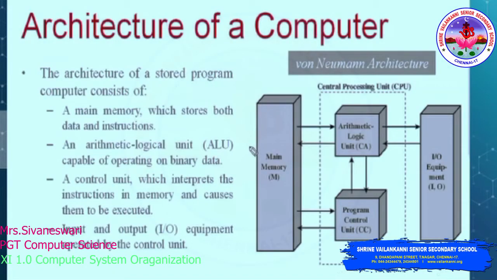So now we are going to see about the architecture of the computer. So according to von Neumann, there is an architecture defined where main memory, arithmetic logic unit, control unit and I/O devices are interconnected with each other.